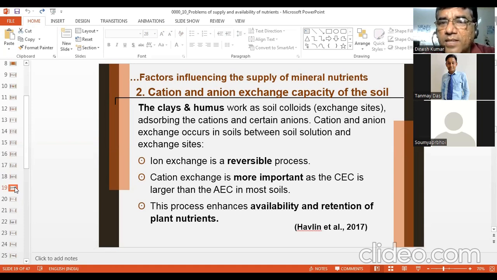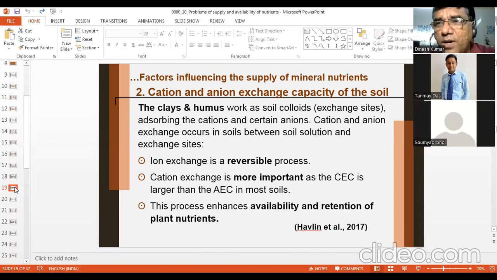So they work as exchange sites, because on these colloids the nutrients are attached. Overall, the charge is negative, but that does not mean that they always have negative charge. They also have certain sites which have positive charge. On those positive charges, the negatively charged ions, that is anions, can also be attached. So on soil colloids you will find both cations and anions attached, but cations always outnumber anions.